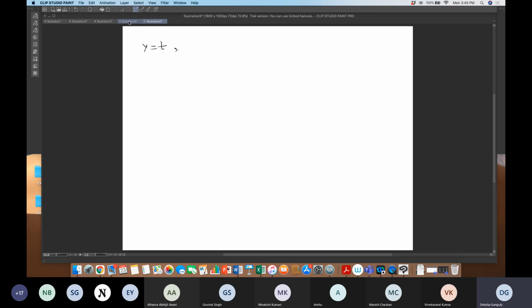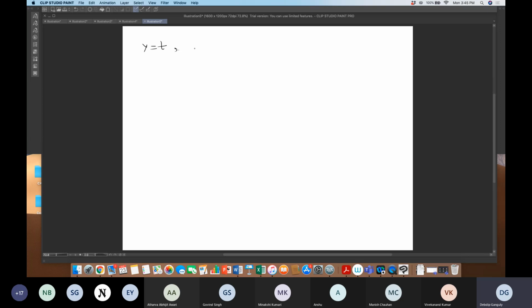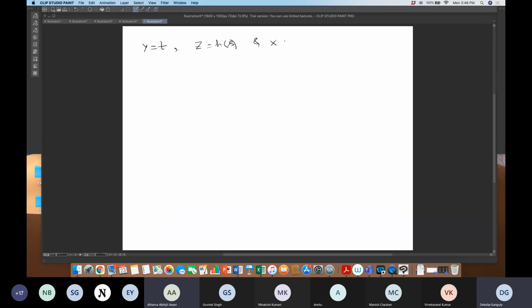What is z equal to? What will be the solution? z is h of s. And what is this one? x is t times h of s plus s. So x of (s, t) is h of s times t plus s. Okay? Is it okay? Yes or no? Yes, sir.